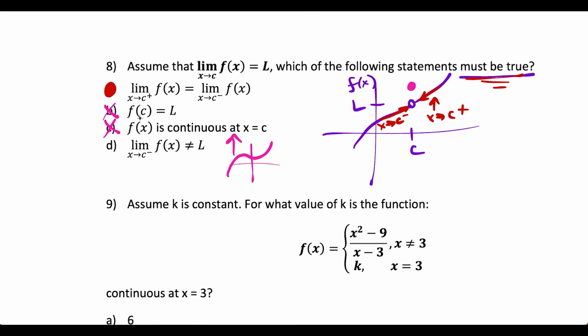And then what we have here is the limit as x approaches c from the left side of f of x is not equal to L. Well, this one here is just simply not true at all, because if the limit as x approaches c of f of x equals L, that implies choice A, that the left and the right side limits have to be equal. So A is definitely our answer.